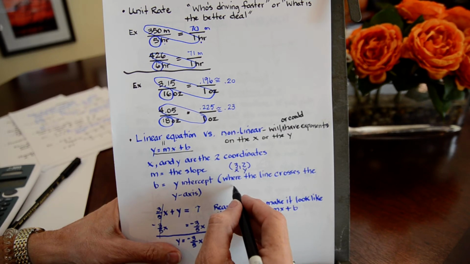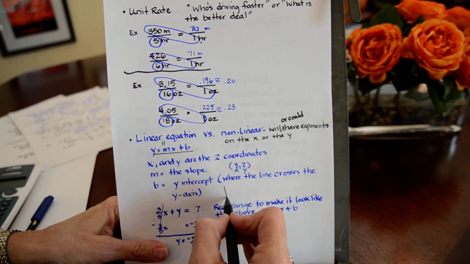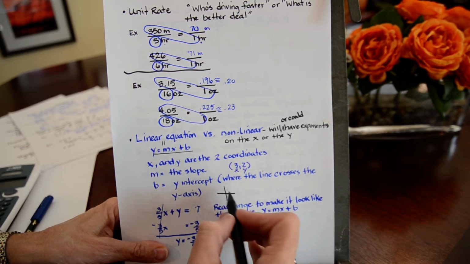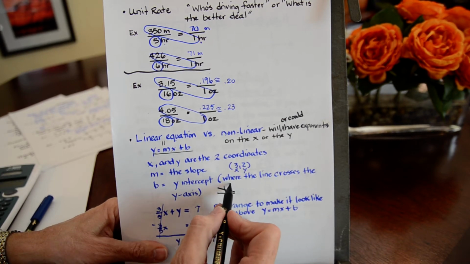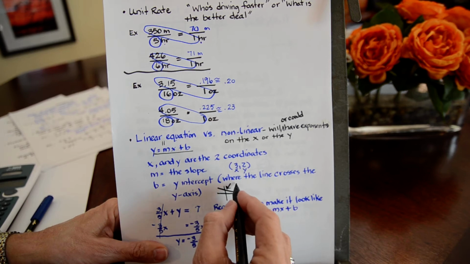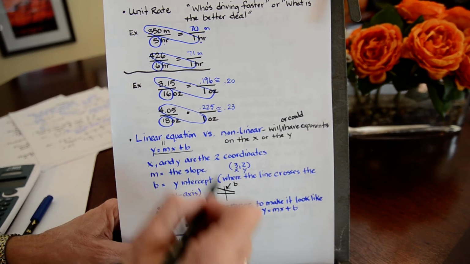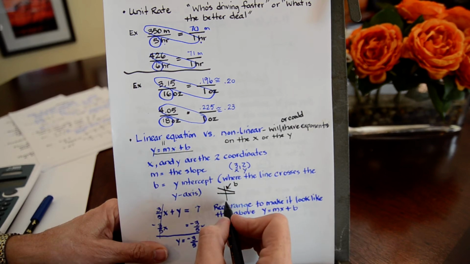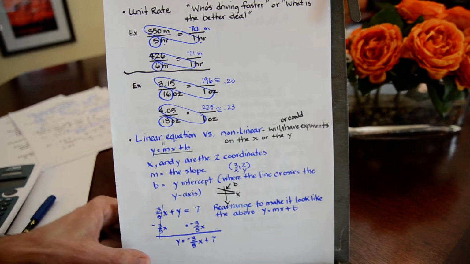For instance, here is your grid. Your line is going something like this. This point right here is the b. It's where it's crossing the vertical line, which is the y-axis. That's the y. This is the x.